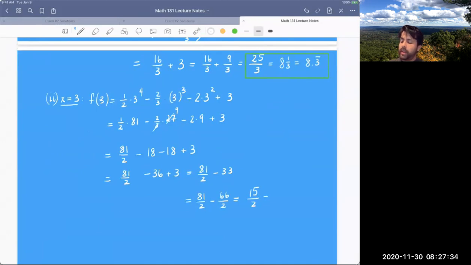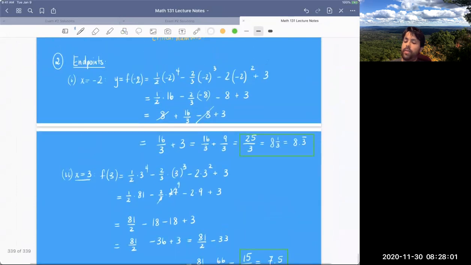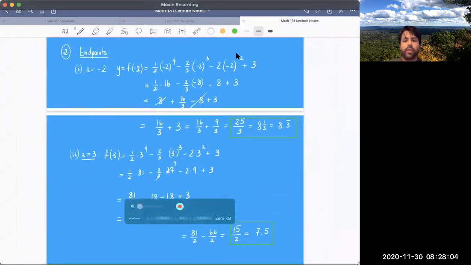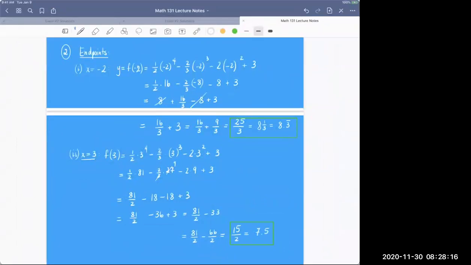And you can write this as 7.5. So that's my y value for my two endpoints. One is at 8.3, the leftmost endpoint, and the rightmost endpoint is 7.5. Okay, so I found the y values for my endpoints. Are we all in agreement? Yes, no, maybe so. Yes. We're good, okay? All right.